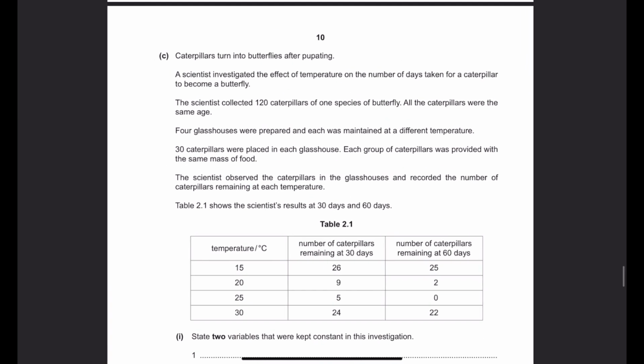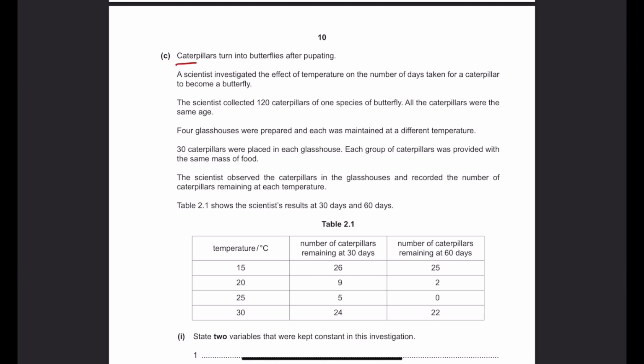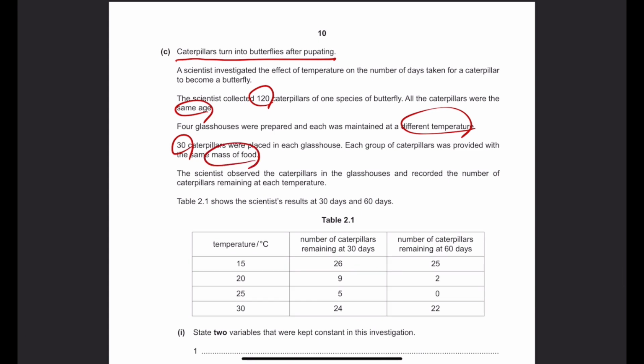Caterpillars turn into butterflies after pupating. A scientist investigated the effect of temperature on the number of days taken for a caterpillar to become a butterfly. Collected 120 caterpillars of one species. They were at the same age. That's good. 4 glass houses were prepared at different temperatures. So 30 each. And they were given the same mass of food, which is good. It's all controlled.